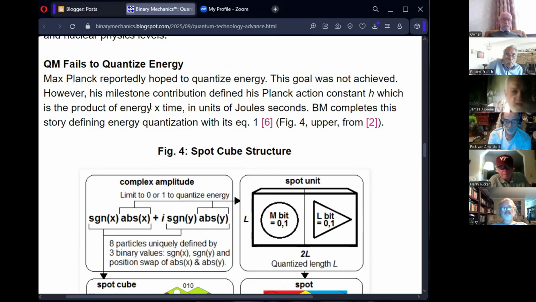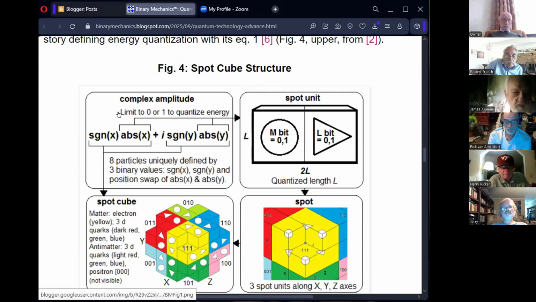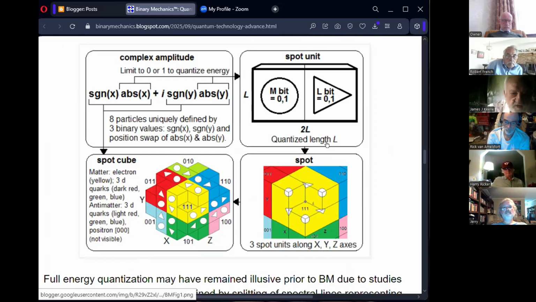Binary mechanics completes this story, defining energy quantization with its equation 1, figure 4 upper. We limit the absolute value of x and y in the complex amplitude to 0 or 1, quantizing energy, so that the M-type energy bit can only equal 0 or 1. It can't equal any other value. No fractional values allowed. Same way with the other bit, which we call the L bit, equals 0 or 1.